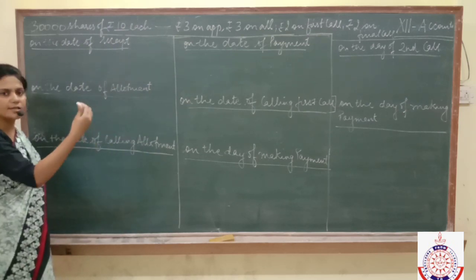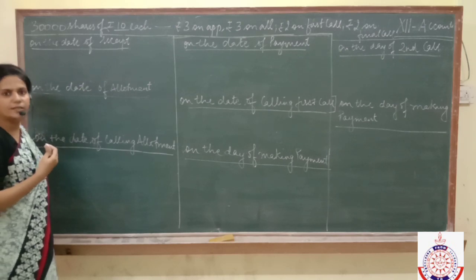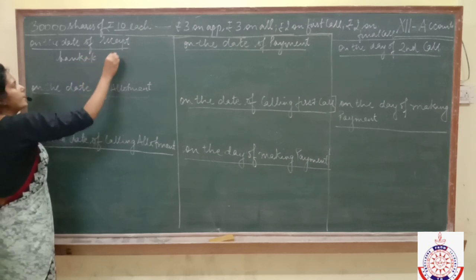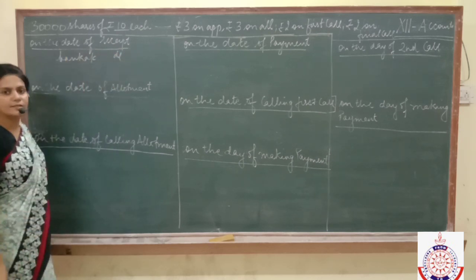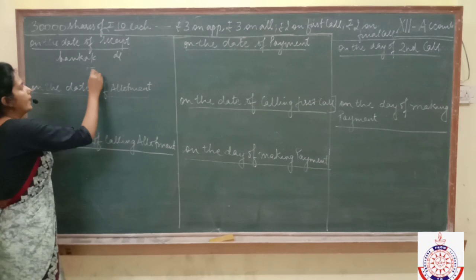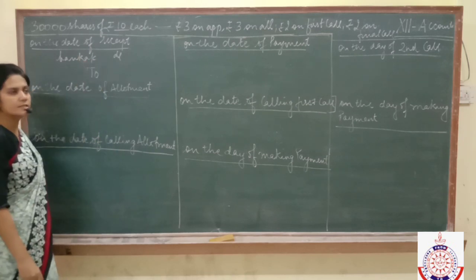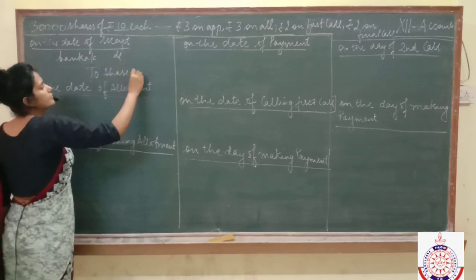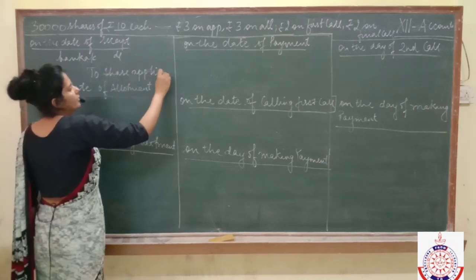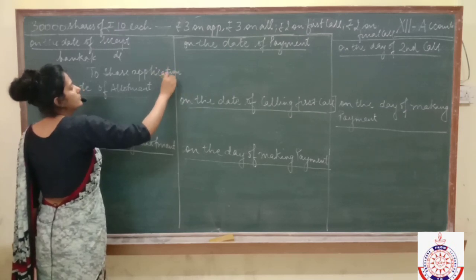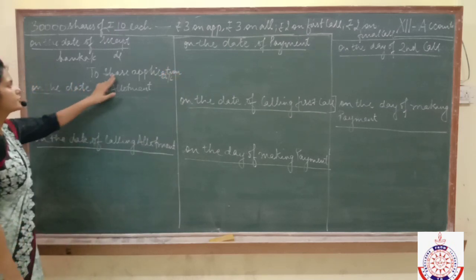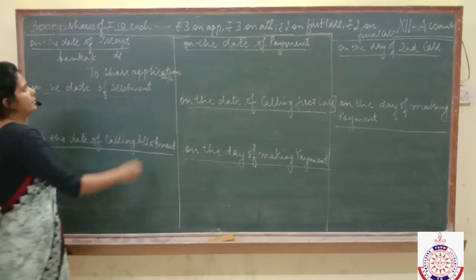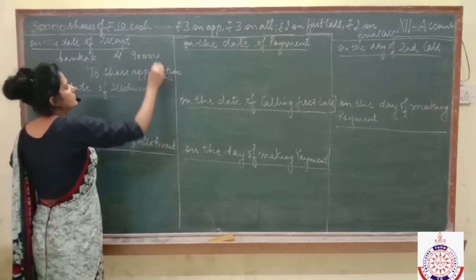So entries are passed from the point of view of the company. First entry will be bank account debited, as money will come into the company's bank account. And the name of this bank is mentioned in the prospectus. So bank account debited to share application account. The name of the first installment is share application account. So first entry is bank to share application and the amount is 90,000.